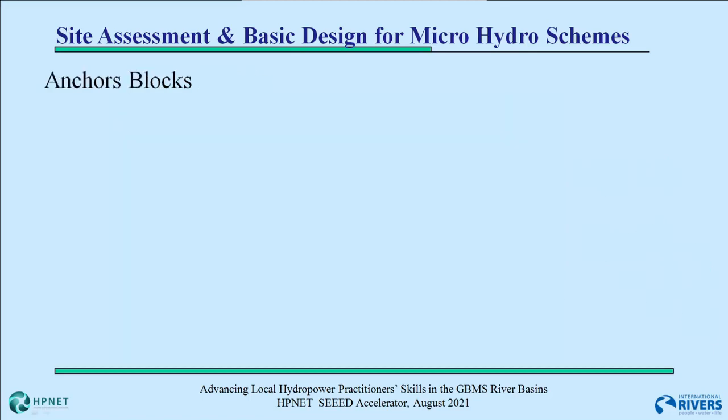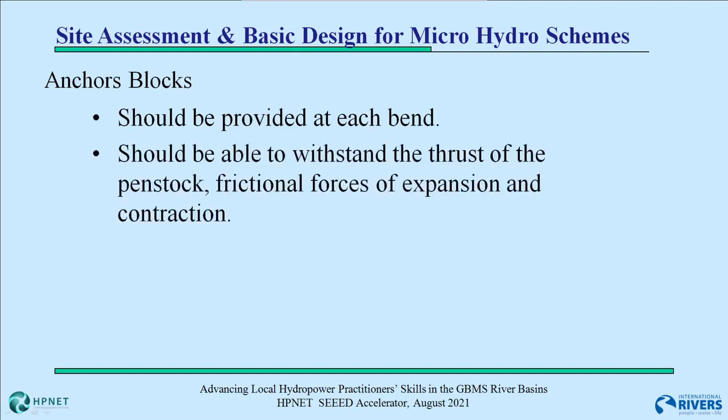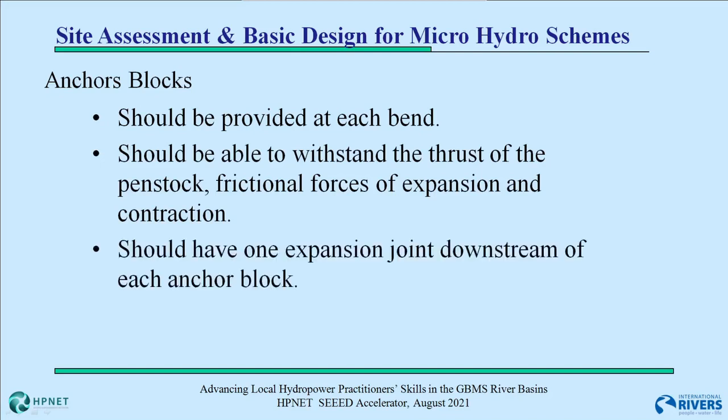Anchor block should be placed at vertical or horizontal bends of the penstock. A filled penstock exerts forces at such bends and the pipe needs to be properly anchored. Immediately upstream of the powerhouse, one anchor block should be there. This minimizes force on the turbine housing.